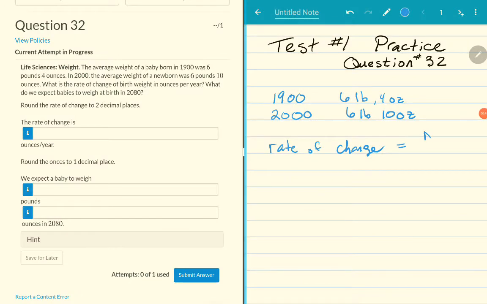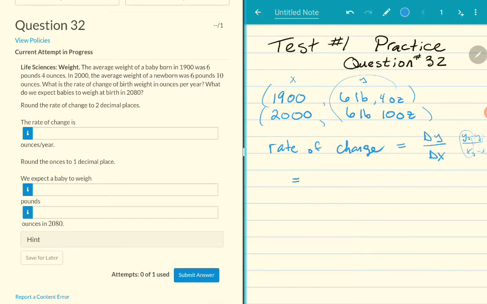The rate of change is the change in y over the change in x, or the rise over the run. Or you can make these ordered pairs and say these are x's and these are y's. You can do y2 minus y1 over x2 minus x1. From 1900 to 2000, the pounds go up, so you're going to expect it to be positive. So make sure that you keep your points together vertically and end up with a positive slope or rate of change. So let's see, change in y.